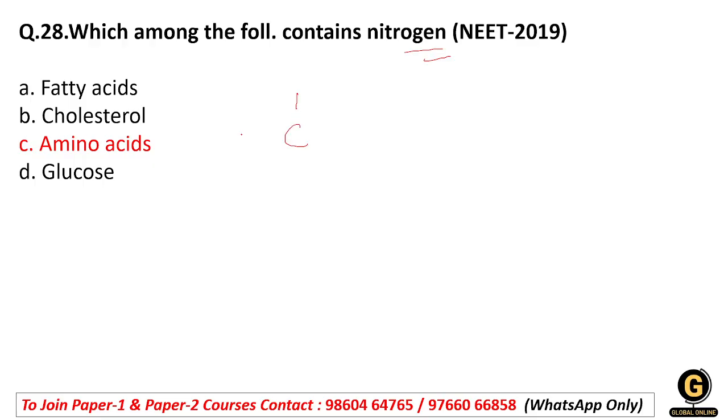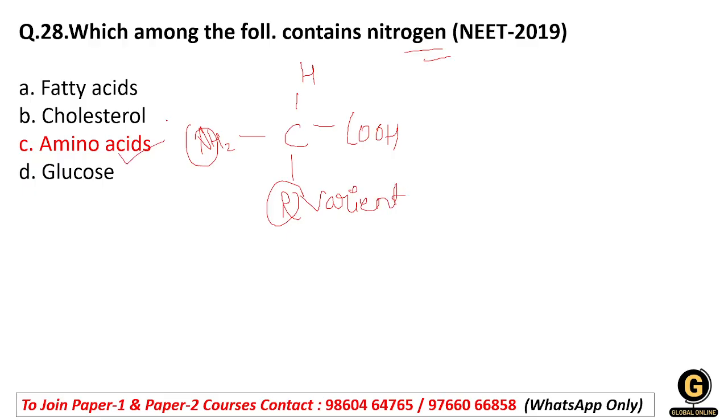So let's see the structure. Yes, hydrogen attached, a carboxylic group attached. Yes, amine group attached having nitrogen in it, right? N is nitrogen, and R is the variable group. Yes, it may vary. So the right answer is amino acid, that contains nitrogen. Okay, so this question was asked in the year 2019.